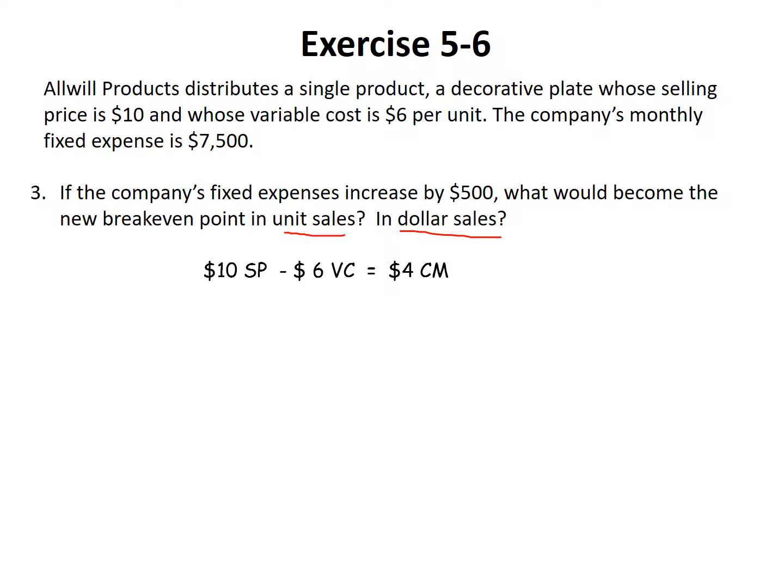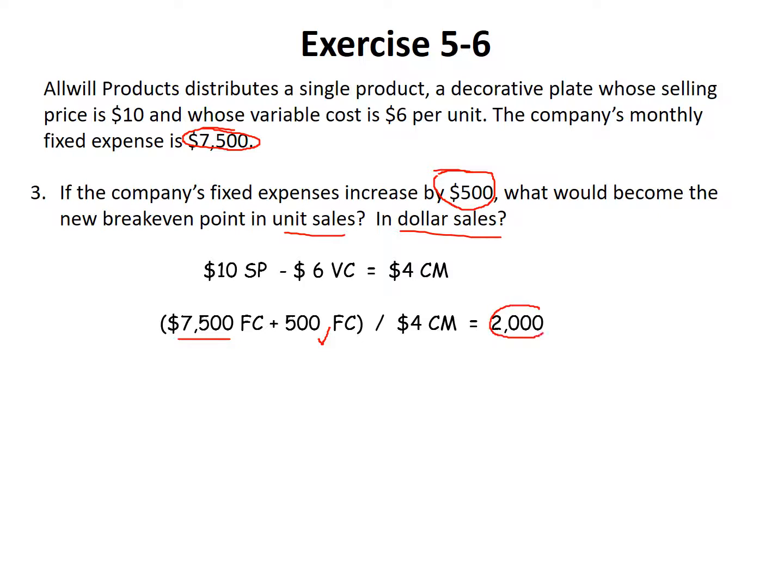So in this case, again, we can express that by saying the $7,500 worth of fixed cost plus an increase in our fixed cost of $500. So in effect, our total fixed costs are going to equal $8,000 divided by the $4 contribution margin, and that results in the break-even point. Now in terms of units of sales, will now increase to 2,000 units because of that $500 increase in our fixed costs.